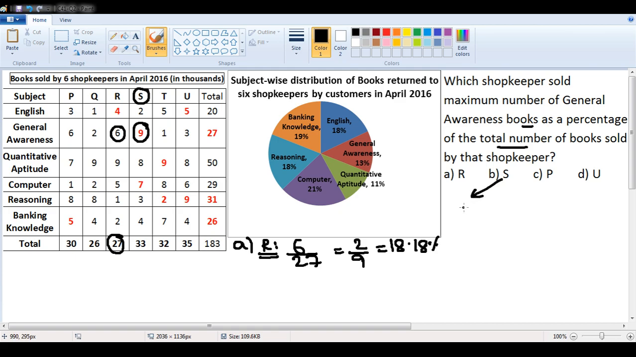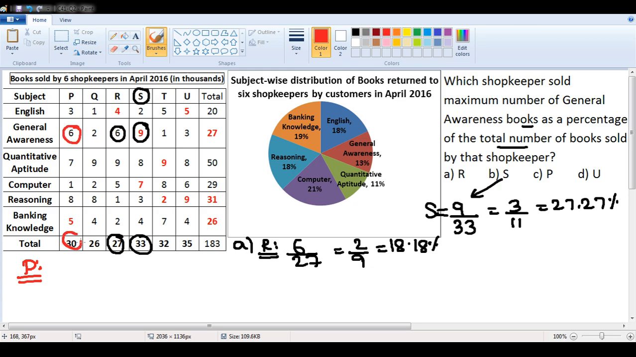Second person is S. S is 9 general awareness out of total 33. 9 by 33 is nothing but 3 by 11, which is 27.27 percentage. And the last two values are P and U. For P, P is selling 6 general awareness books out of total 30. 6 by 30 is 1 by 5, 20 percentage. And the last one is U.